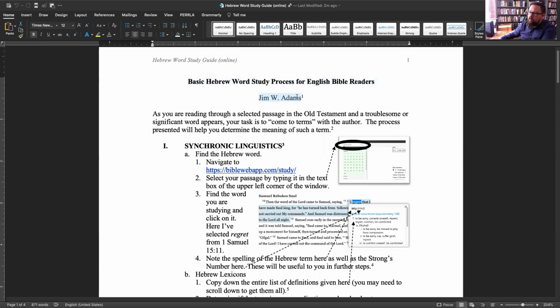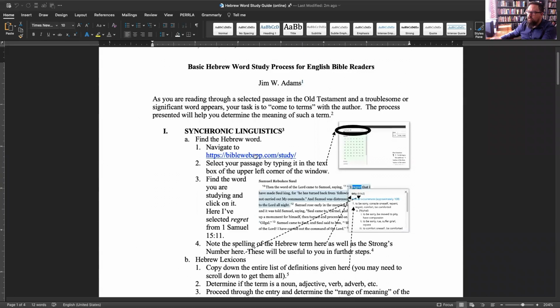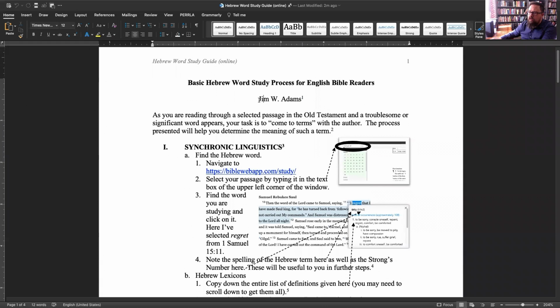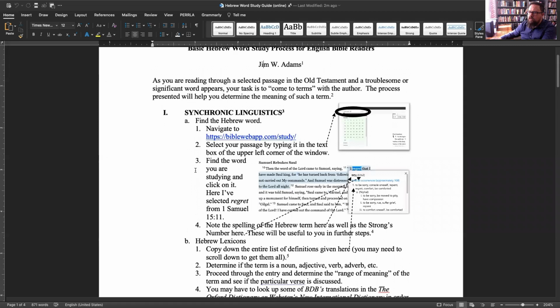This was done by Jim W. Adams at Life Pacific University. If you follow this footnote, and just so you're aware, footnotes are important. So if you have footnotes, then you should always read them. Right. This was revised by me for this class. So this is a revised edition of Jim's word study process.